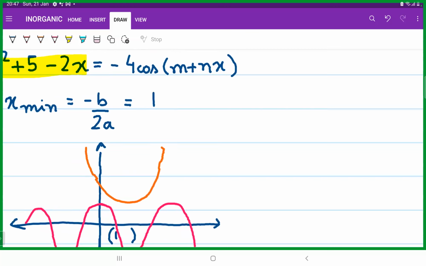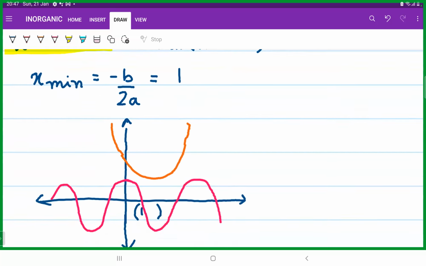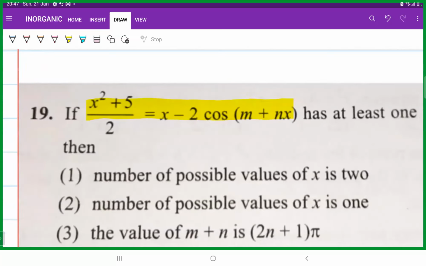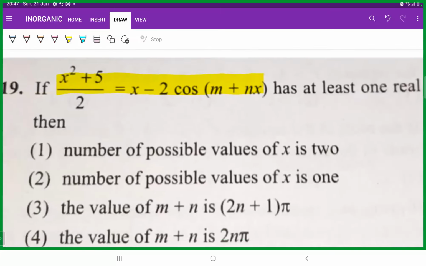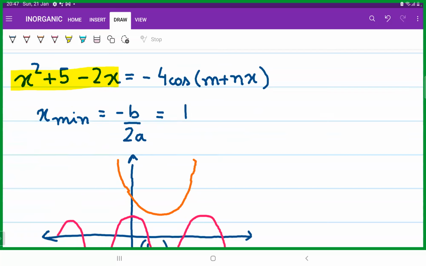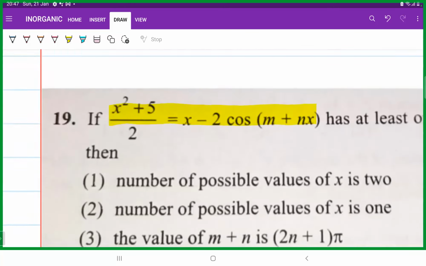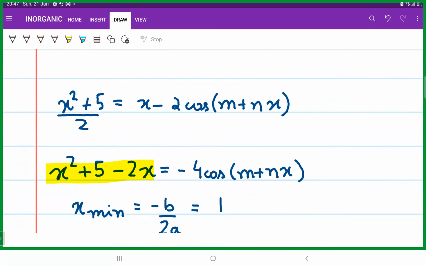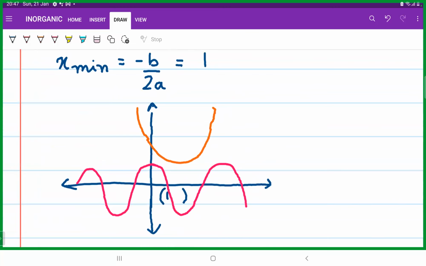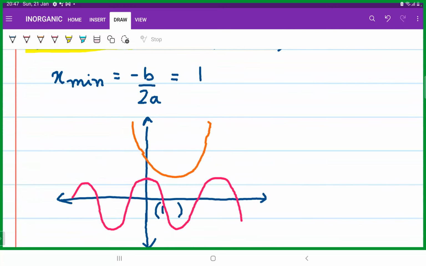So the number of possible values of x, well, it is 1. Okay. It can only be 1. Why? Because it will have only one solution. And again, if we consider m and n to be constants, it can be any constant. There will only be one value of x. Okay. There will only be one value of x for which these two equations satisfy. And we have to find the value of m plus n.